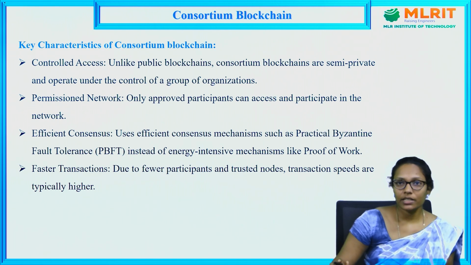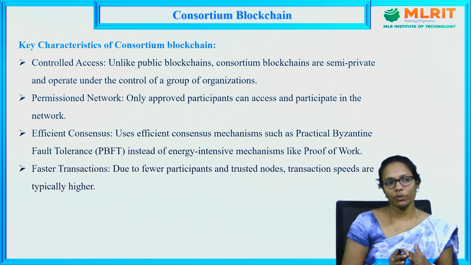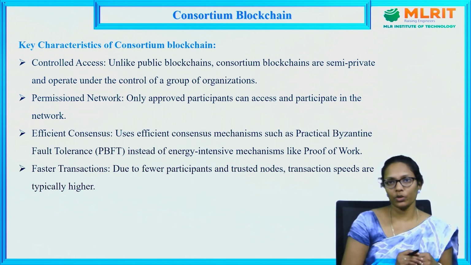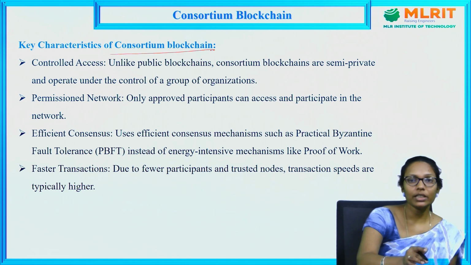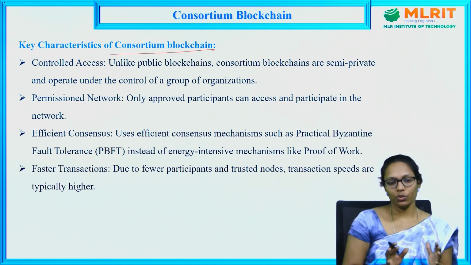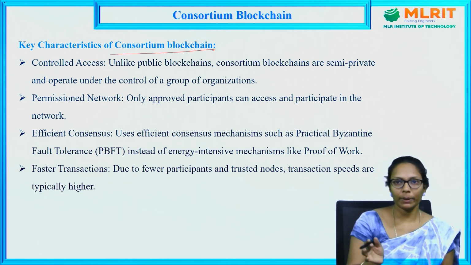So, key characteristics of Consortium blockchain. We have already seen what Consortium blockchain means in the previous videos, where we discussed the types of blockchain. Here, Consortium blockchain is nothing but a combination. We have public as well as private. Some of the things we make private and some of the things we make public. So it's just like a combination of public and private blockchain.